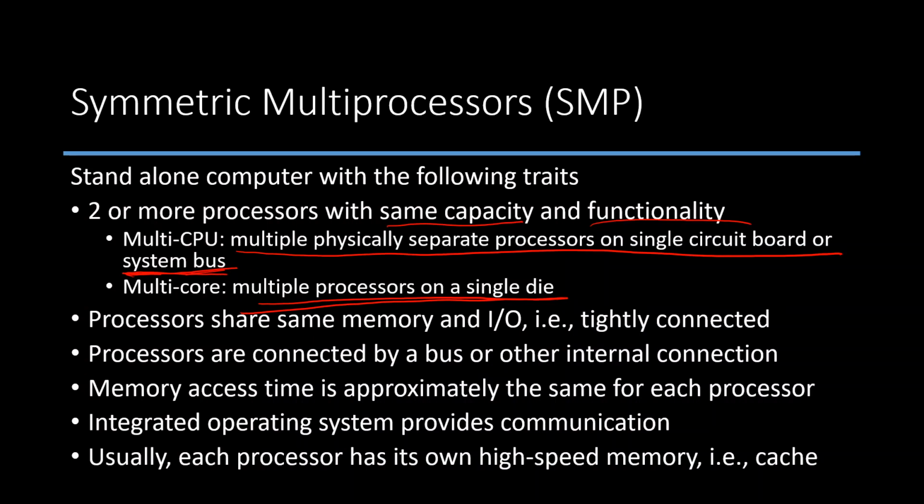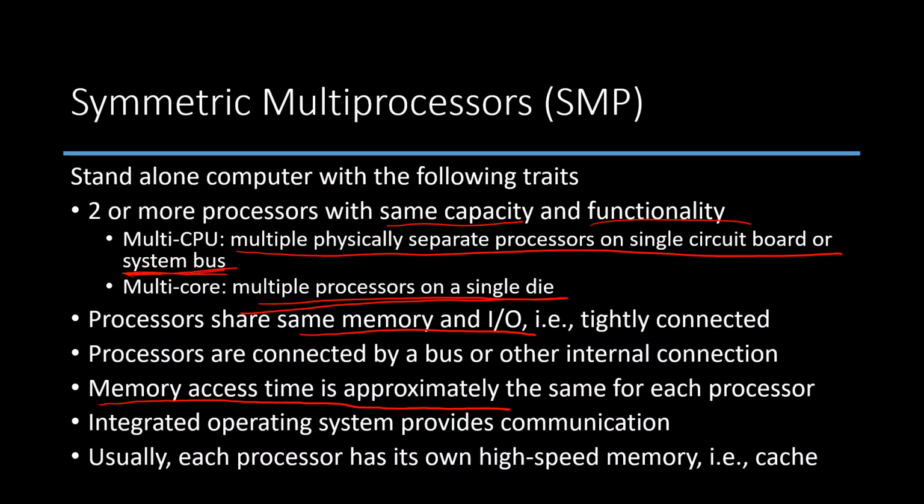But another thing that makes them symmetric is not only do they share the same memory and I/O, but the access time in order to store or read something is about the same for each processor. Yes, we have the memory hierarchy, and so the speed of accessing an L1 cache is going to be different than the speed of accessing a system memory. But each one of them has the same approximate time to access system memory, the same approximate time to access their own L2 caches. For all intents and purposes, they should be performing at exactly the same speed.